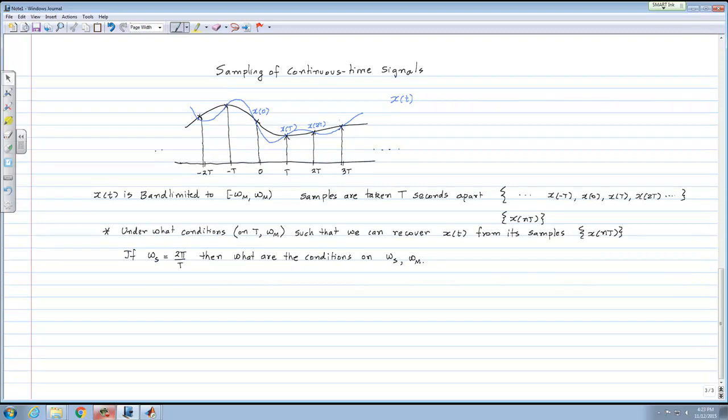Now, once we establish that it's possible to do something, we would like to know how to do it. Right? How can I reconstruct x of t back from samples? And finally, we can ask the same question in a slightly different way.